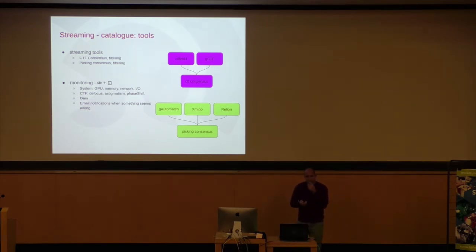You also have monitoring protocols that will help you to monitor, in some cases, the system. So how the GPUs are going, how the memory, network or I/O processes are doing. You can monitor the CTF, how the defocus is varying with time, the astigmatism, the phase shift. You can monitor the gain in case it goes off randomly. And for all of them, you can set up alerts and thresholds, and if those values go off your threshold, you can get email alerts. So you set up your email account.